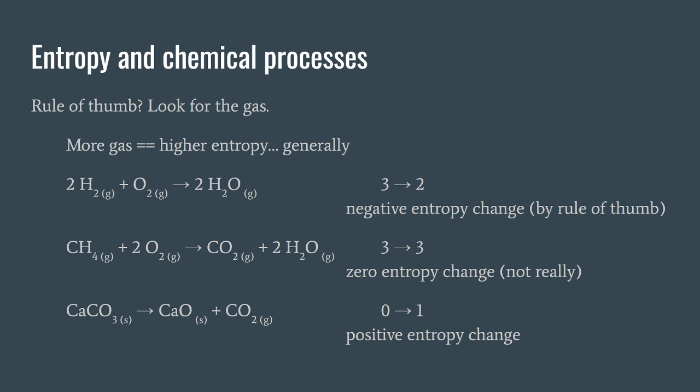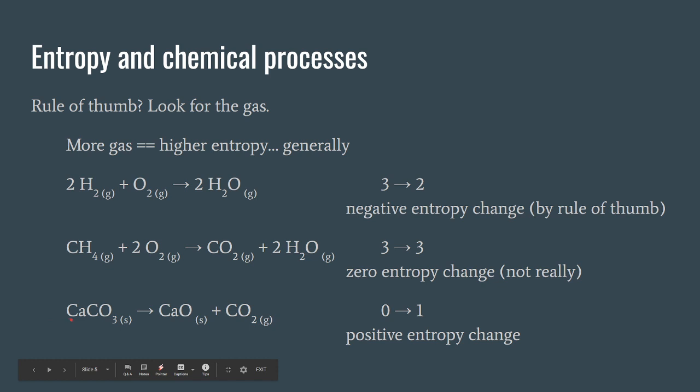All right. So for chemical processes, you'll have to actually calculate it to get an actual number, but there's a rule of thumb. Look for gas. More gas generally means higher entropy. Not absolutely always, but generally. So, combining hydrogen and oxygen to make water. We start with 2 plus 1 is 3 moles of gas on the left. We go to 2 moles of gas on the right. That's a decrease in the moles of gas. Therefore, we should expect a negative change in entropy, a decrease in entropy.